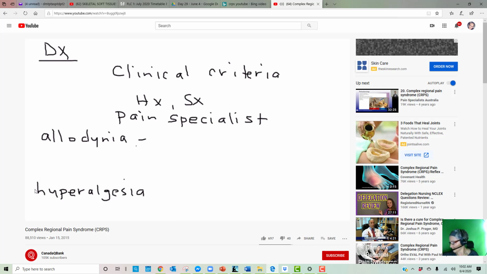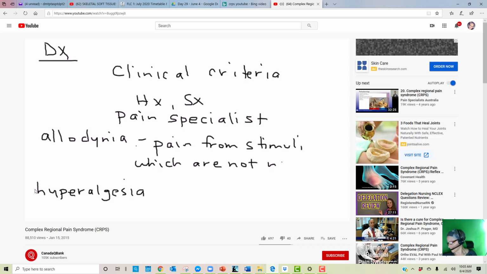So allodynia basically means that the patient has pain from stimuli that normally don't cause pain. I'll give you an example, which are not normally painful.